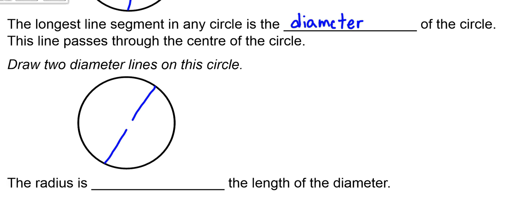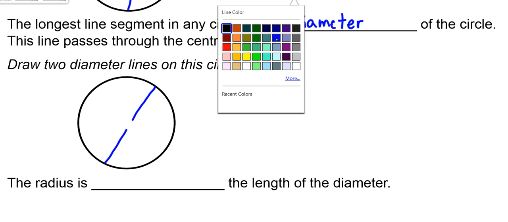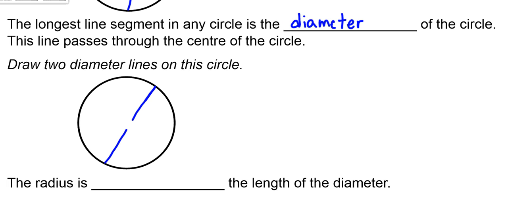And I'm going to cheat a little bit, you guys. Use the line tool. So I'm going to have this one here and this one here, which both go through that center. And so I'm going to have 2 diameters there.